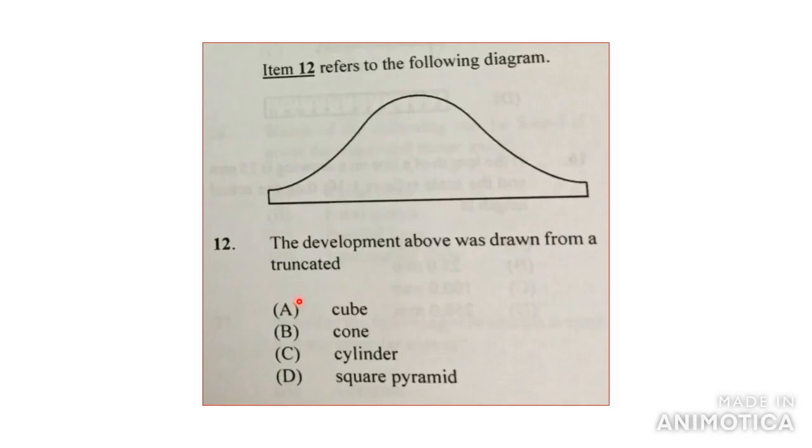All right, so next question says the development above was drawn from a truncated, and this is basically a form in a flat image. So if you were to put these two ends around, bring them around, and put these two ends together with tape or something, you would get a cone. Okay, so not a cone but a cylinder. So the cylinder would be truncated or cut off. So the answer would be C.